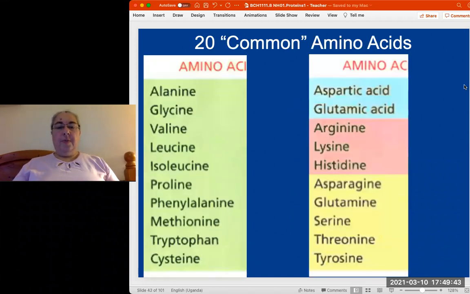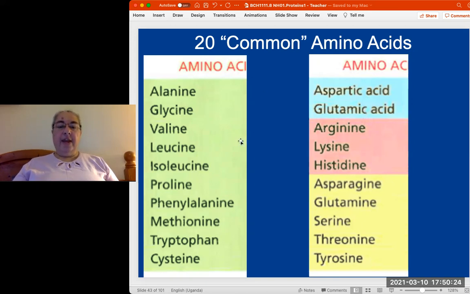Okay, so I've said that each amino acid has the same 4 types of group around it, but that the R group on each amino acid is different. And there are 20 different common R groups that are part of 20 common amino acids. I'll explain exactly what I mean by common soon. But these are the 20 amino acids that we'll be concentrating on. They are the 20 amino acids that make up proteins mostly.